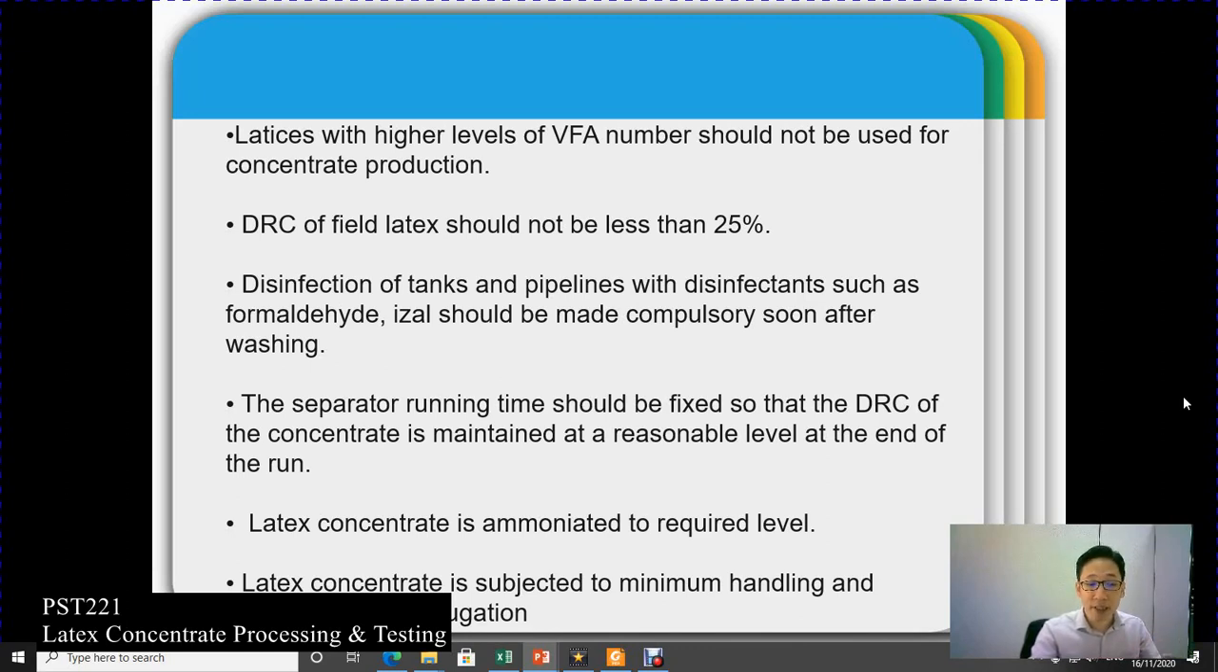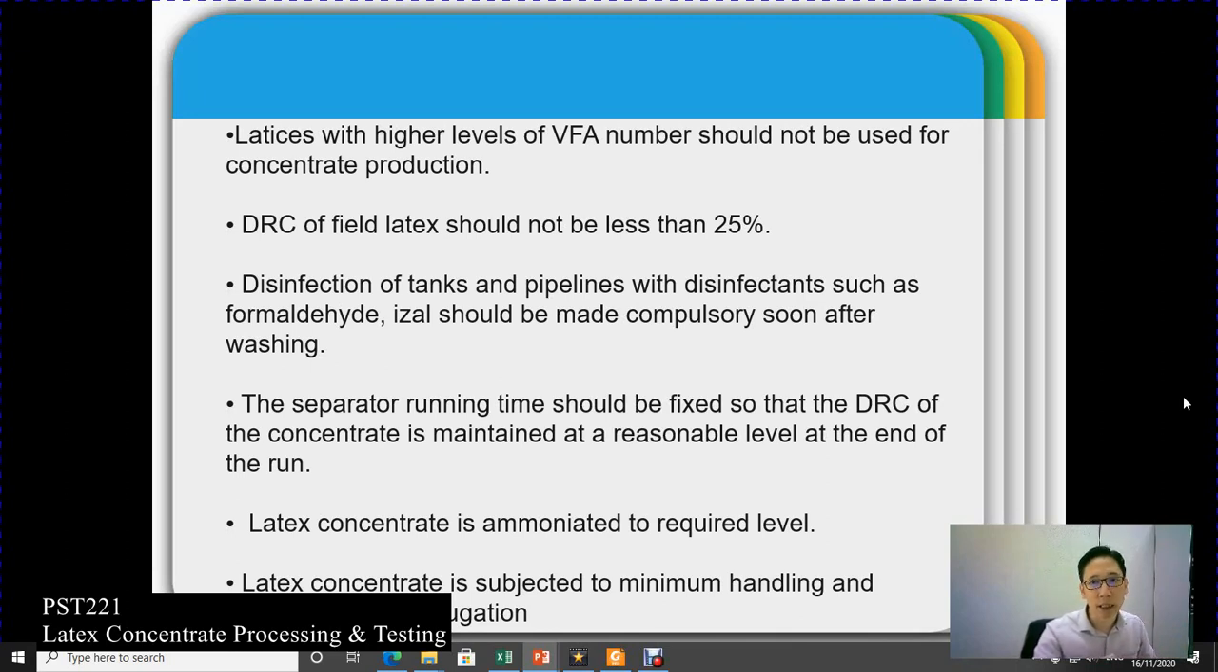Another reason is that the dry rubber content of field latex is usually around 30. Okay, 27 is quite low, 30 and above. But if you see 25, there is something wrong with the latex. Either tappers have added some substance to increase the amount of latex they sell to you, or the latex is actually low in quality. So more likely you need to do some more testing.